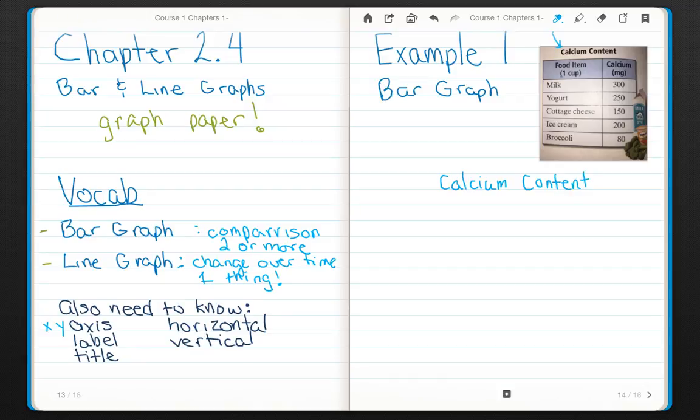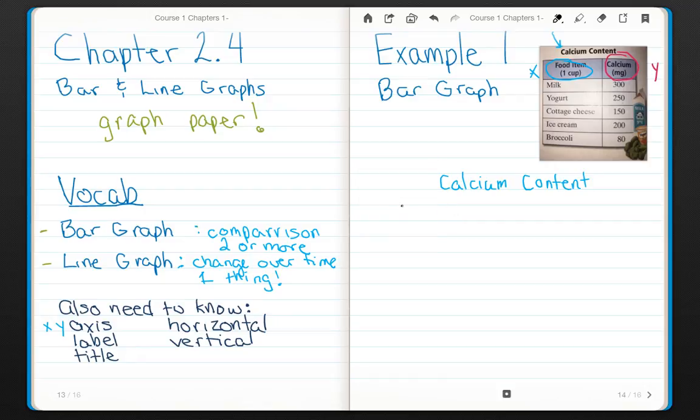Then I see a food item for 1 cup of food. This is going to be my x-axis. These are my foods: milk, yogurt, cottage cheese, ice cream, and broccoli. The amount of calcium in milligrams, this is going to be my y-axis. So, how do we start?